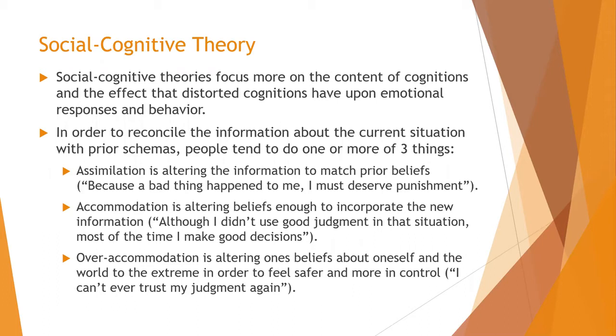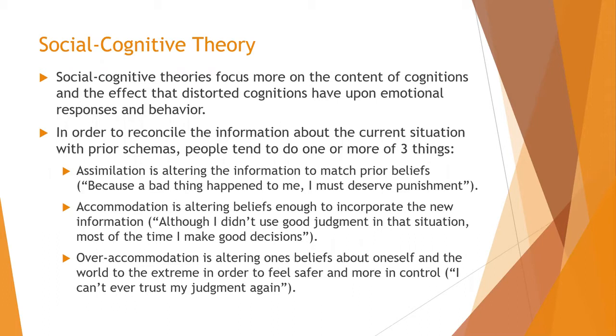In order to reconcile the information about the current situation with prior schemas, people tend to do one of three things: assimilate, accommodate, or over-accommodate. And if you remember back to Piaget, you might be thinking, I've heard those words before. Assimilation is altering information to match prior beliefs. So you're remembering whatever happened in a way that you can fit it into your prior schema. So if you believe that your parents are supposed to be good people and they punish you, then it's important to take a look at how you might be changing those thoughts.